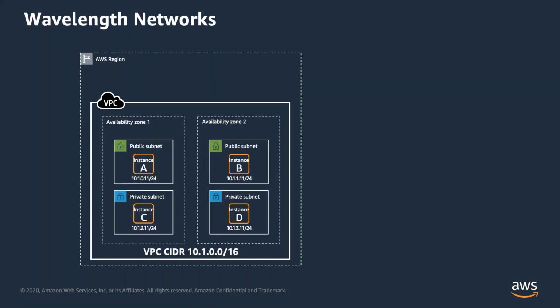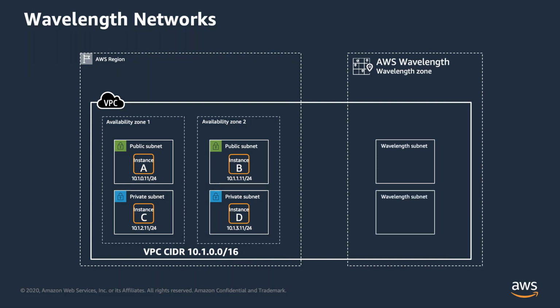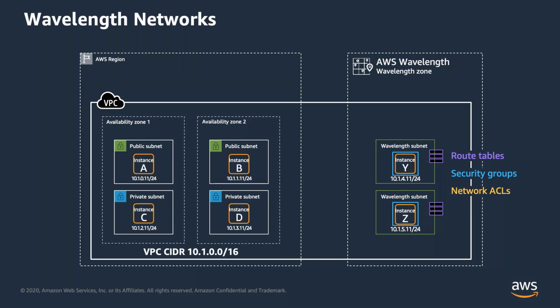Wavelength zones use existing VPC concepts. After you create a VPC, you can create subnets in a Wavelength Zone along with route tables, security groups, and other resources as you're familiar with. EC2 instances in Wavelength Zones are created in a subnet in the VPC and use the VPC's IP address range. This enables your application components in Wavelength Zones to use a secure and high bandwidth connection to access all the resources in the region.